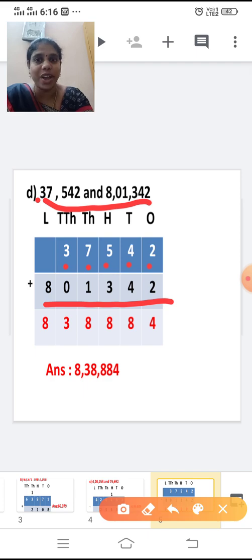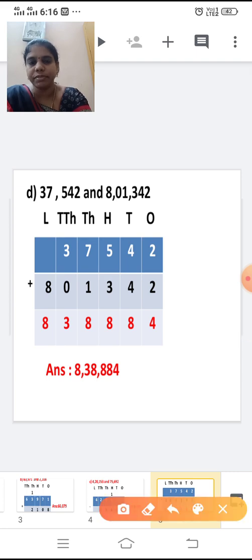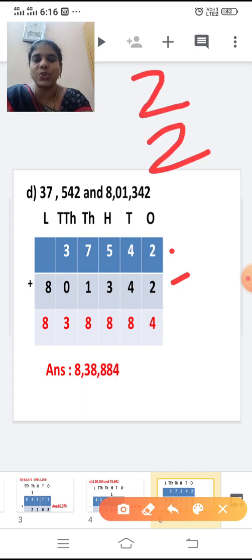Now take the second number, 8,01,342. We are going to write the numbers in their exact places. 2 in the ones place, 4 in the tens place, 3 in the hundreds place, 1 in the thousands place, 0 in the 10,000 place, and 8 in the lakhs place. Now shall we add these numbers? First add the ones place. 2 plus 2. Now tell me the answer. 2 in the mind, 2 in the finger.